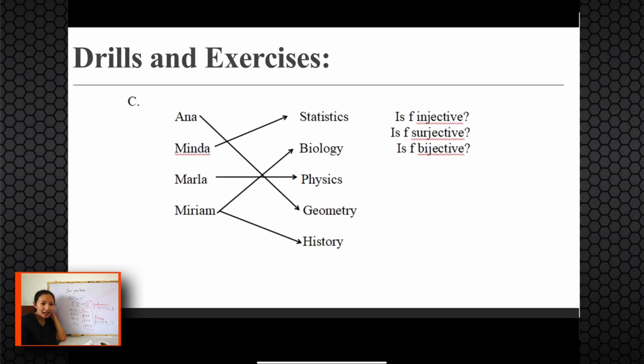Second to the last slide. How about this? Is this injective? Ana maps to geometry, Minda to stat, Marla to physics, Miriam to history. And at the same time, Miriam maps to biology. For letter C, what can you say about it? I want to see your answers. Correct, very good. The first to say it's not a function, very good, Maribeth Domingo. So you do not proceed to answering the questions anymore, because in the first place, it is not a function. Like what Cleto said, Miriam is being mapped to biology and history. So it disqualifies the arrow diagram from being a function.